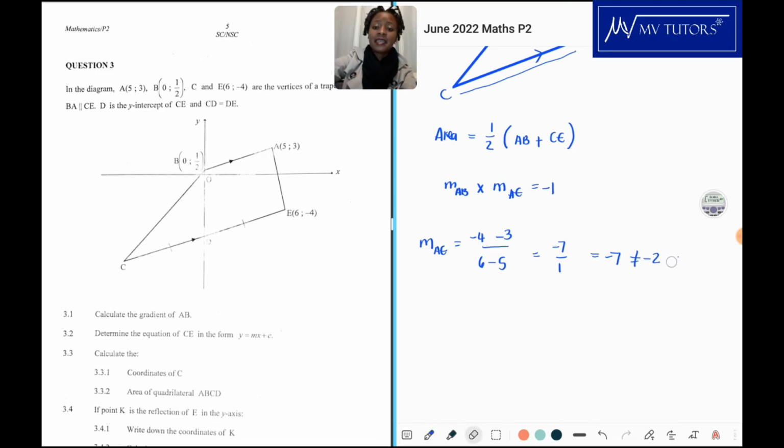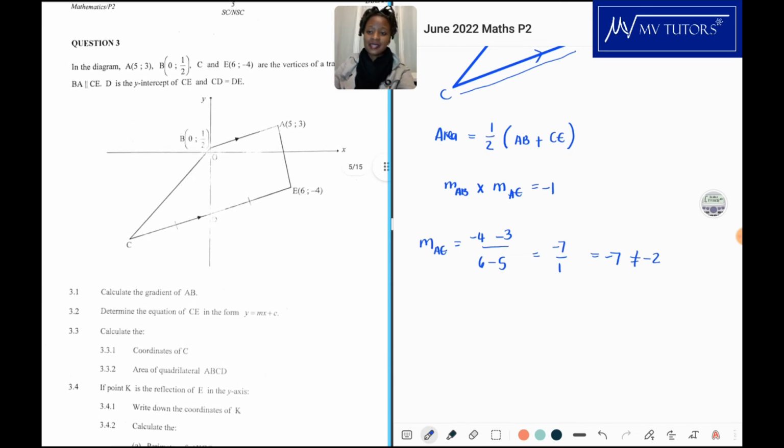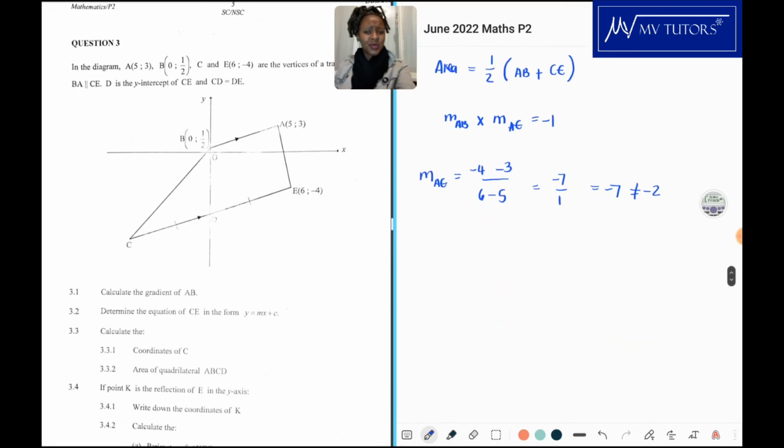AE is not the perpendicular height, so that is crushing, because now it's going to take time. It's 4 marks, and they're making us labor. What I was going to suggest is that we get the distance of AB, the distance of CE, and also the perpendicular distance. That's the only way I can think of doing this sum. I feel like they're making us work a little too much for this. They should give us 6 marks.